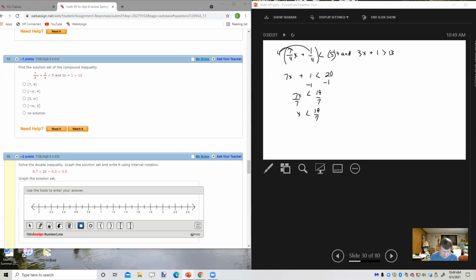Okay. Let's see, did I do that correctly? That's a 20, that's a 1, that's a 7. Subtract 1, looks like it, okay. Then we've got and. Over here, I'm going to subtract 1. 3x greater than 12, divided by 3. x is greater than 4.